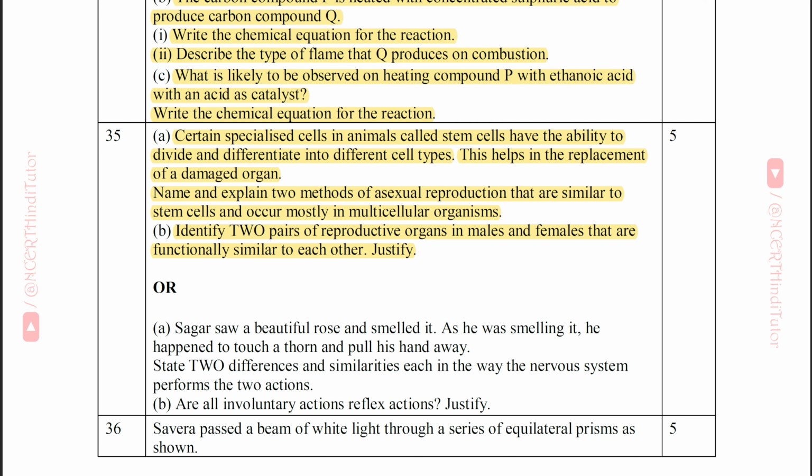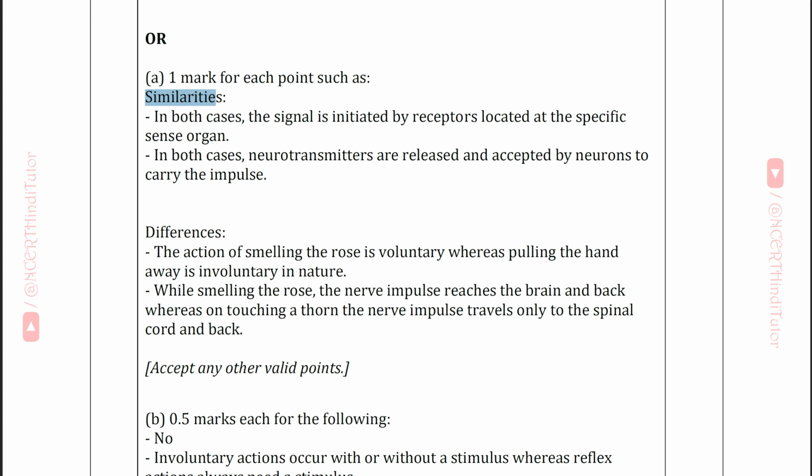Or, Sagar saw a beautiful rose and smelled it. As he was smelling it, he happened to touch a thorn and pull his hand away. State two differences and similarities each in the way the nervous system performs the two actions. Answer. Similarities. In both cases, the signal is initiated by receptors located at the specific sense organ. In both cases, neurotransmitters are released and accepted by neurons to carry the impulse.